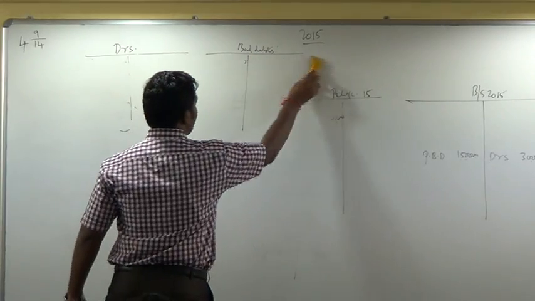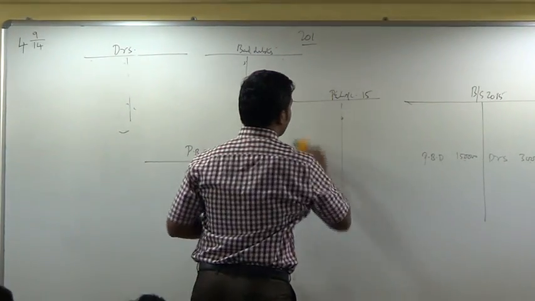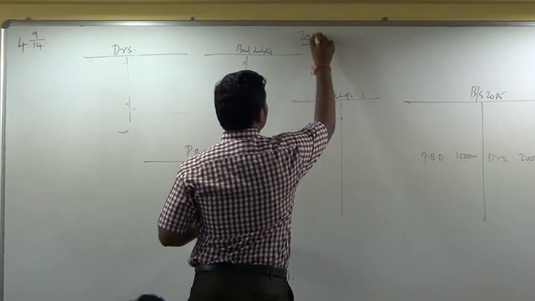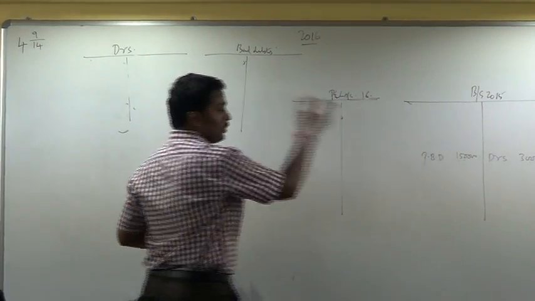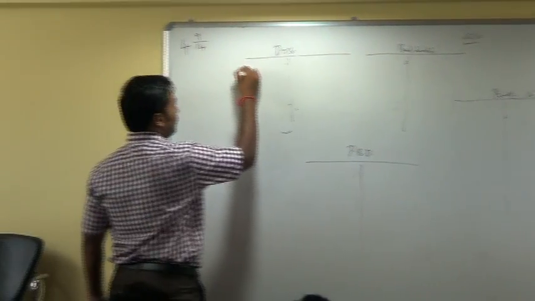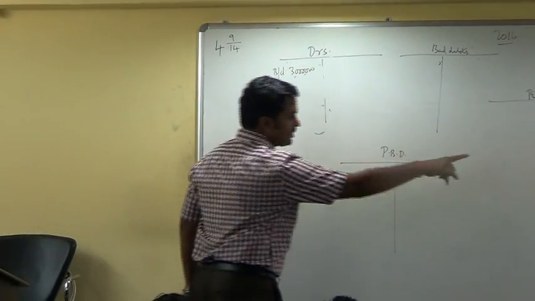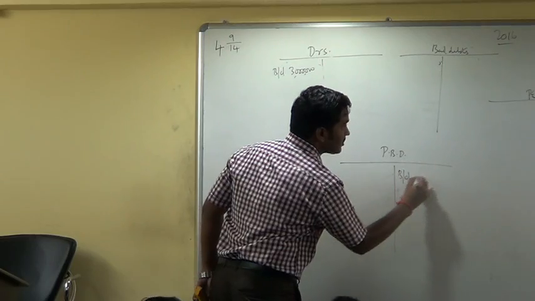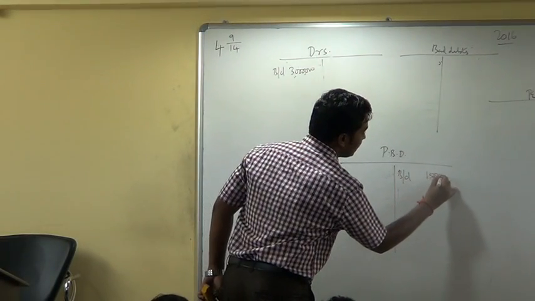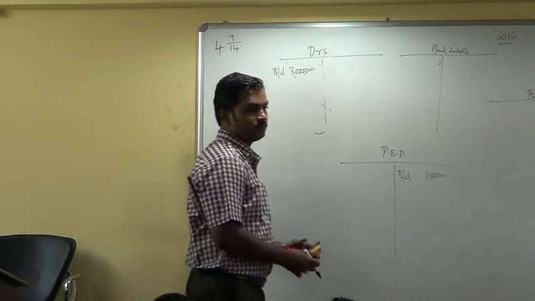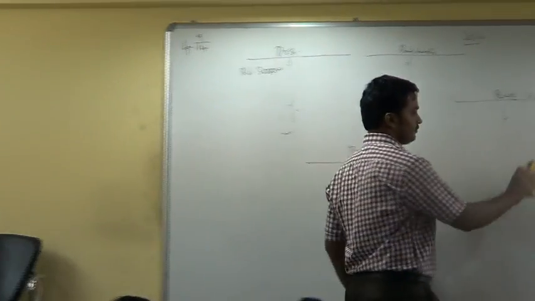Listen to me properly. This is very, very important. Now we go to the year 2016. Let us take the opening balances. Debtors are showing the opening balance of how much? 30 lakhs. Provision for bad debts account is showing a balance of how much? 1,50,000. This is the balance you show.